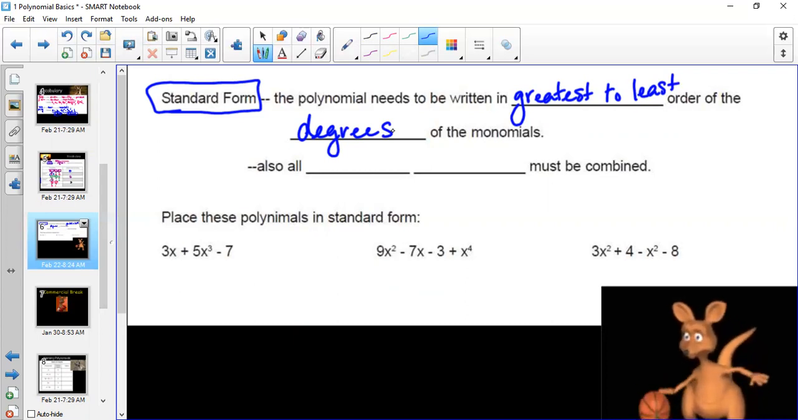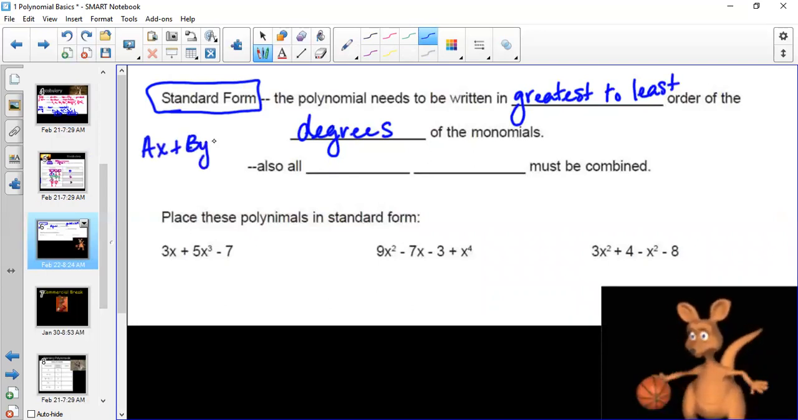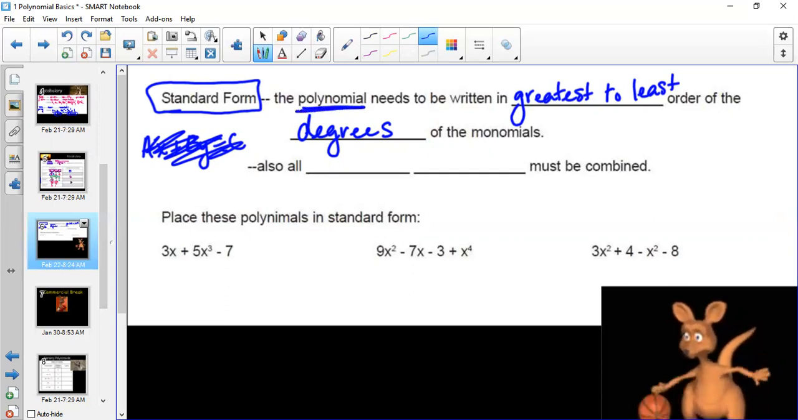Now we've talked about standard form of a line. Standard form of a line was ax plus by equals c. So we're not talking about lines anymore. This is standard form for a polynomial. There's lots of standard forms for different things, but this is for a polynomial. Also, all like terms are going to have to be combined.